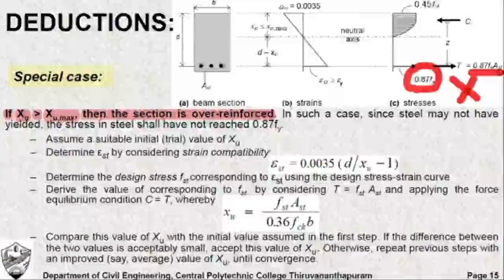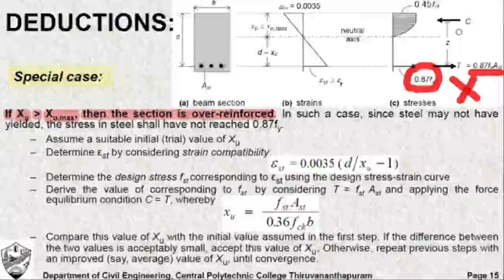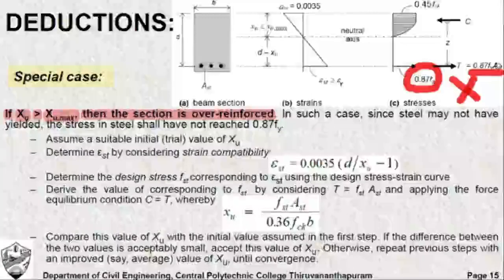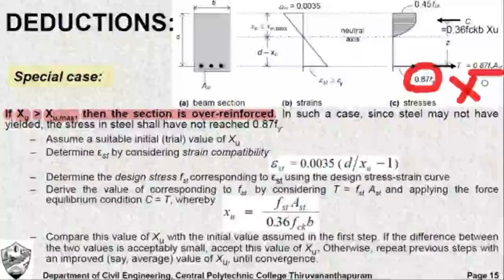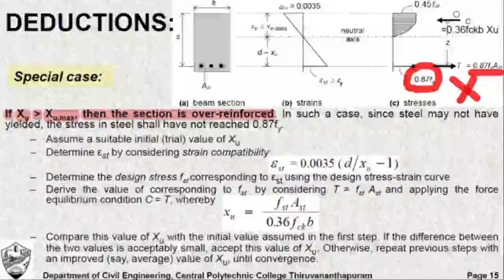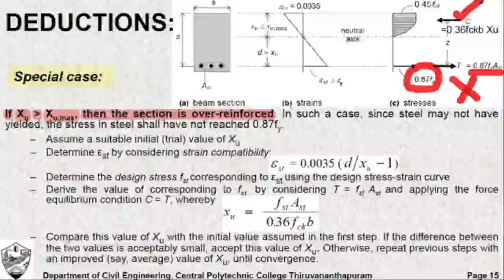But in the case of concrete, it is failing first, so we can take C is equal to 0.36 FCK B XU. So that can be taken, but never 0.87 Fy AST for steel. So the force at the level of steel is not 0.87 Fy AST, but the force at the level of concrete is taken as 0.36 FCK B XU.